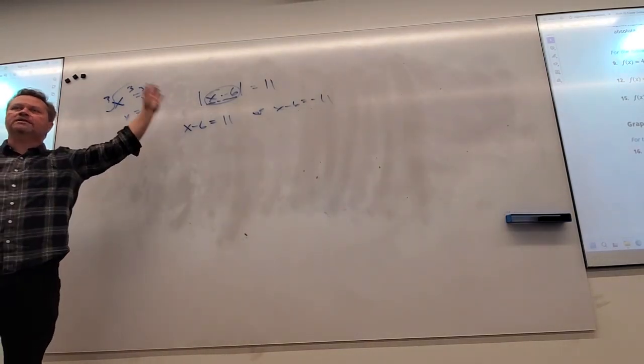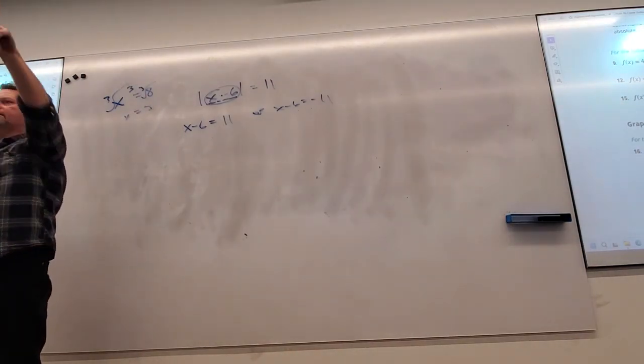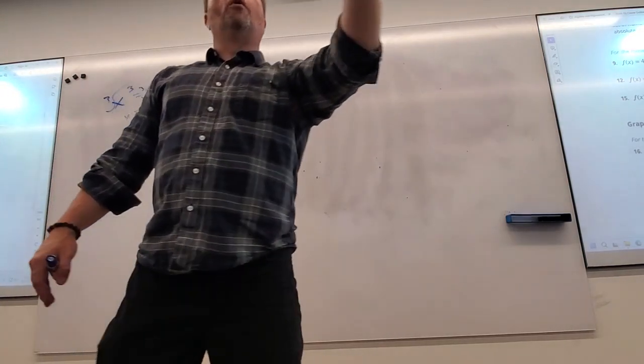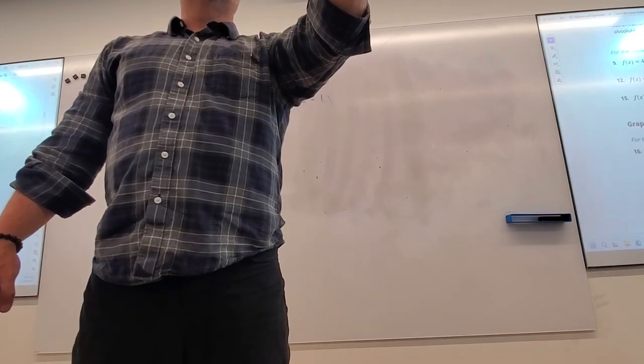That's exactly how we do this, because absolute value sucks. Absolute value is not a function. It is two functions. Does the absolute value do one thing to any input? No. It does two things.